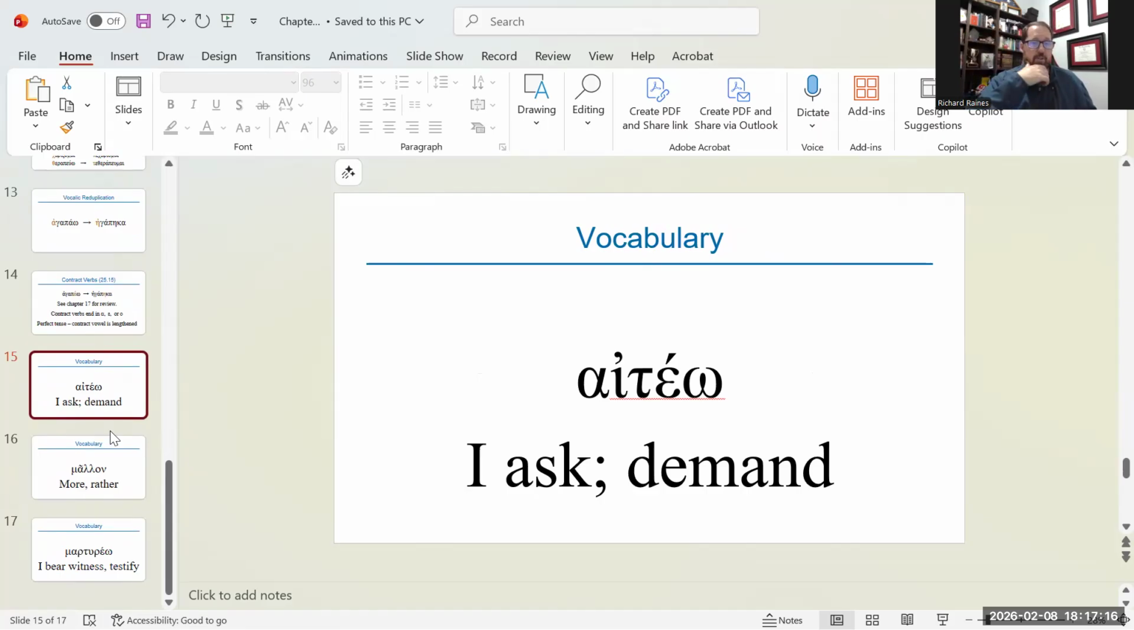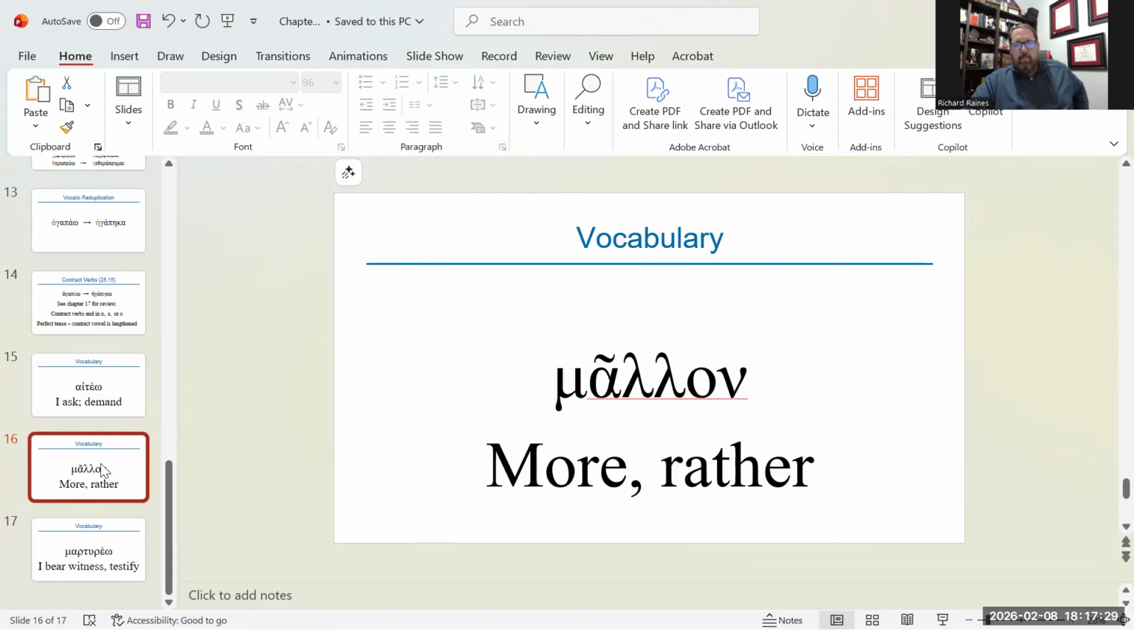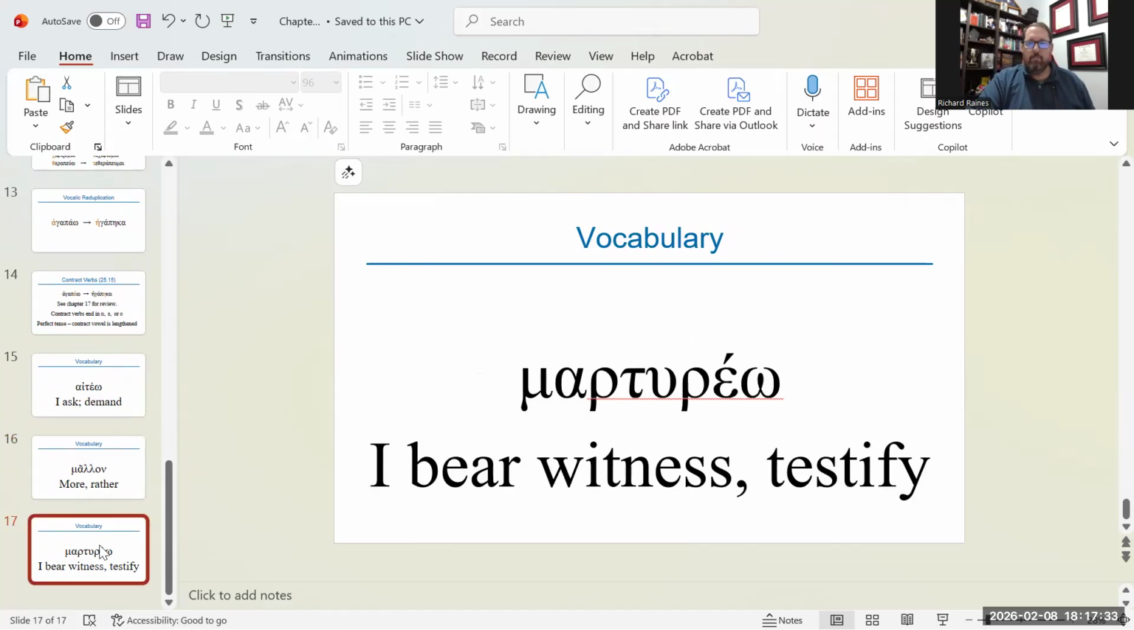In fact, we'll go ahead and just look at the three vocabulary words that you have for this new section: aiteo, I ask or I demand. Malon, more or rather. Martyreo, I bear witness, I testify. This is where we get the word martyr from. Martyreo. So only 3 vocabulary words.